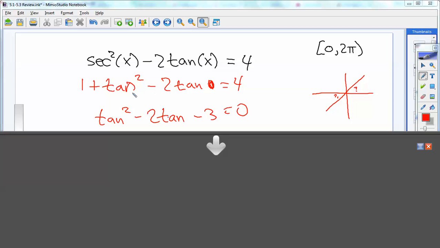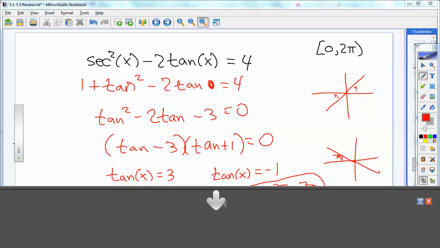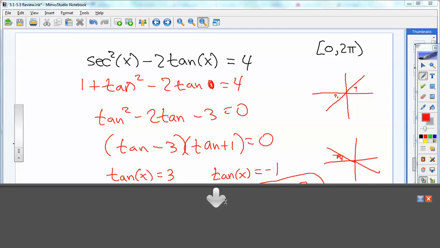Okay, so now I've got tangent squared, I got minus 2 tangent, and if I subtract the 4 over here, I get minus 3. Wouldn't that be true? And then what? And now FOIL. Tangent minus 3, tangent plus 1. Right? So now you get tangent equals 3 and tangent equals negative 1.